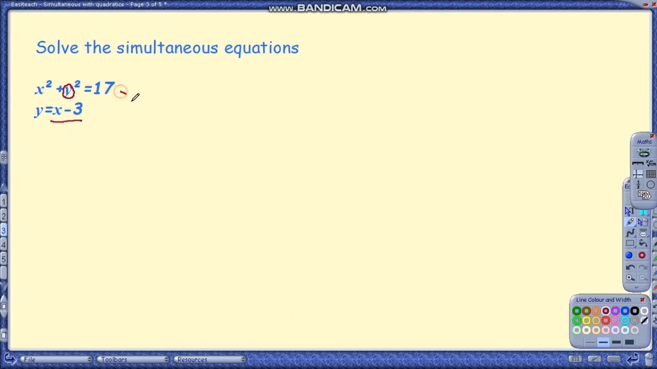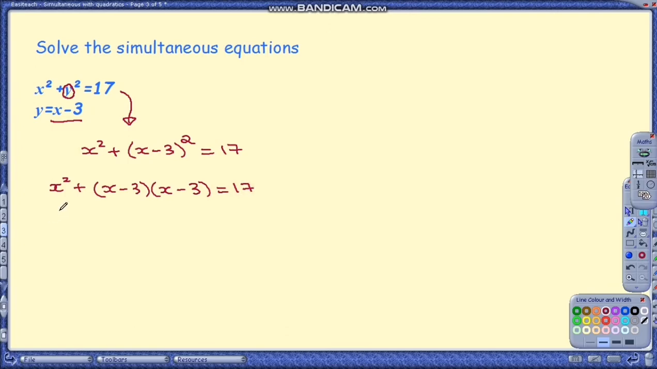So I'm going to rewrite this, and it's going to be x squared plus (x minus 3), don't forget the squared, equals 17. What does squaring mean? It means multiplying that number by itself. So in this case, you're going to multiply this expression by itself. So it's going to be x squared plus (x minus 3) times (x minus 3), and that is equal to 17. So then obviously you need to expand and simplify these two brackets.